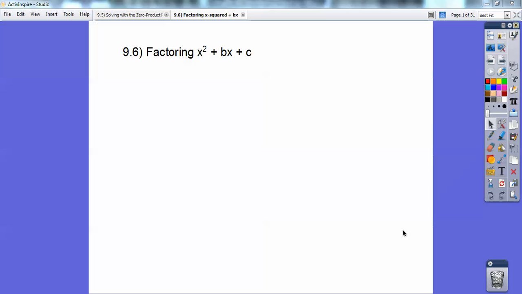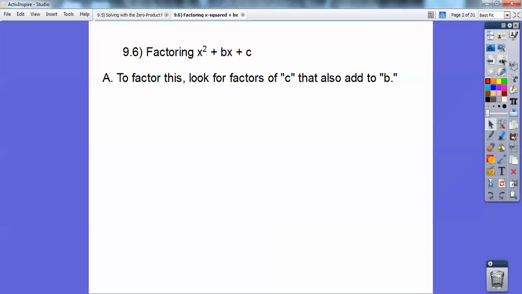This is factoring. This is a simple one, factoring x squared plus bx plus c. To factor this, you look for factors of this number right here that add to this number right here. It's real easy.